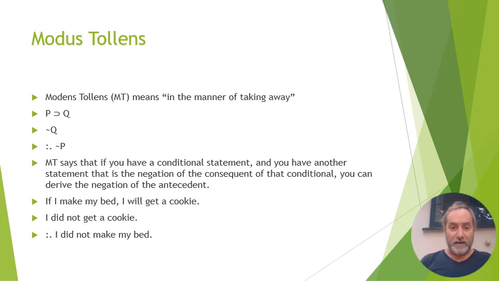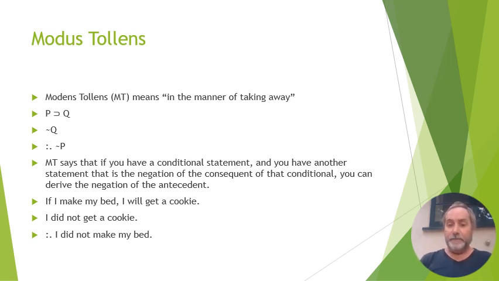So if you have a conditional and you have the negation of the consequent of that conditional, right? So look, here we have P then Q, and we have not Q. If you have those two on any two lines, you can create a third line that has the negation of the antecedent of the conditional, here not P. So, for example, if I make my bed, I'll get a cookie.